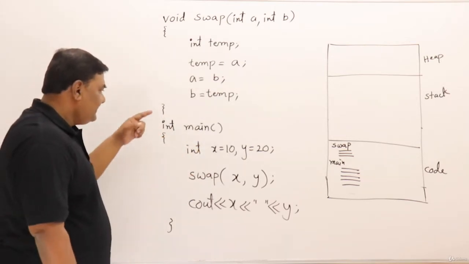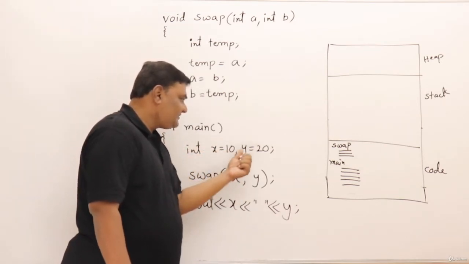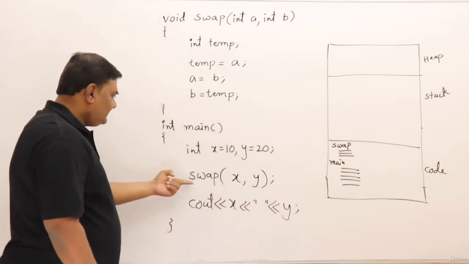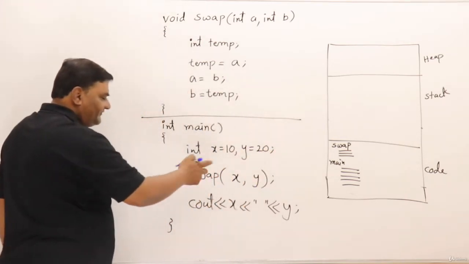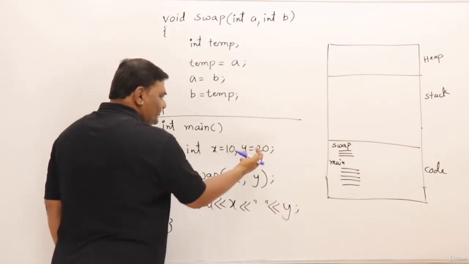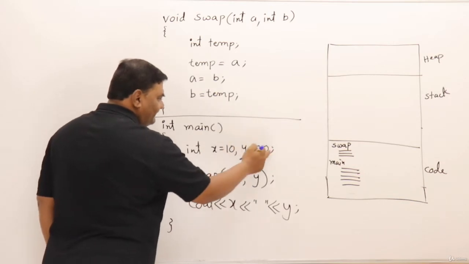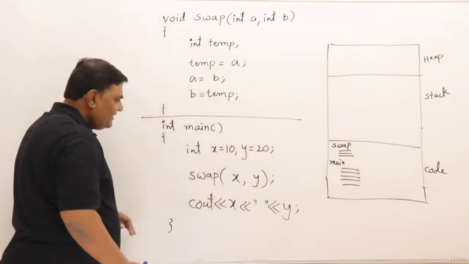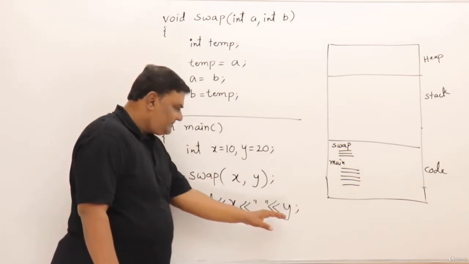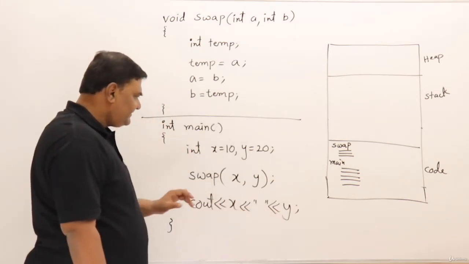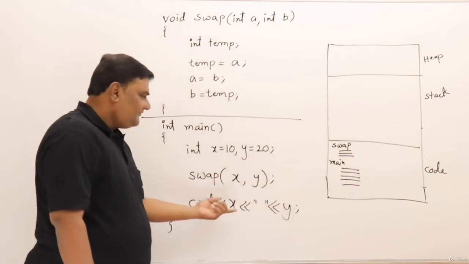See here inside the main function I have two variables x and y. They are having some values 10 and 20. Then I am calling the swap function here. Swap means it will interchange the values of x and y. So y will become 10 and x will become 20. That 20 will come here and 10 will go there. That is the purpose. Then after that I am trying to display x and y. What I am expecting is 20 and 10 should be displayed, because after swapping the values should change.